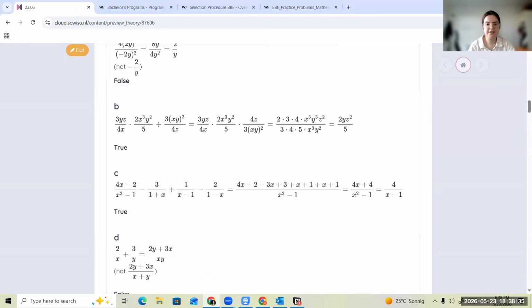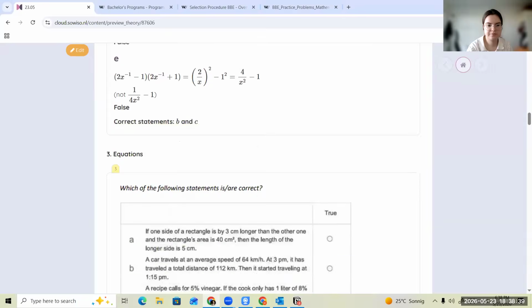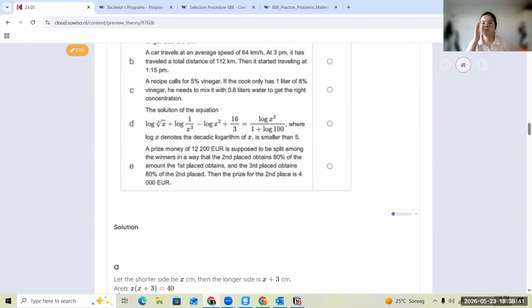For statement E, oops. A prize of 12,200 euros is supposed to be split among the winners. Second place gets 80% of the first place, and third place gets 80% of the second place. And then you want the prize for the second place. Is it 4,000 or not?